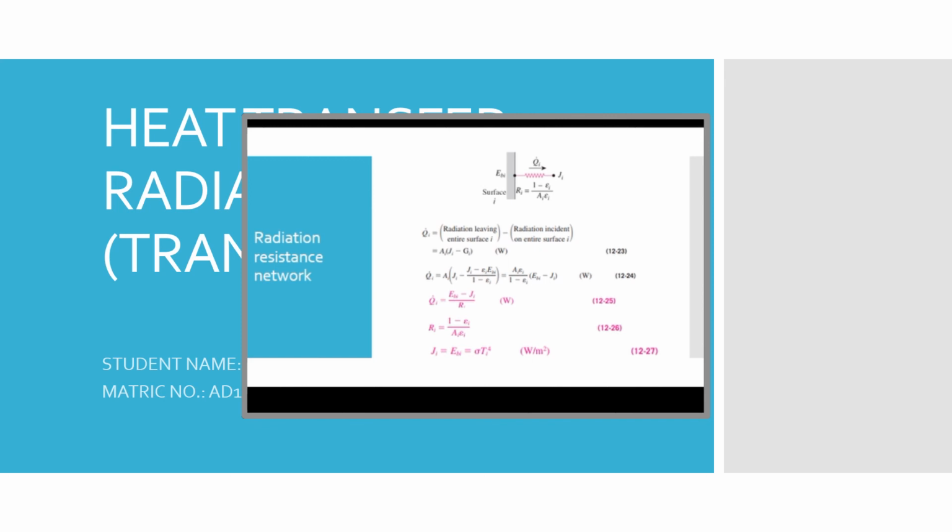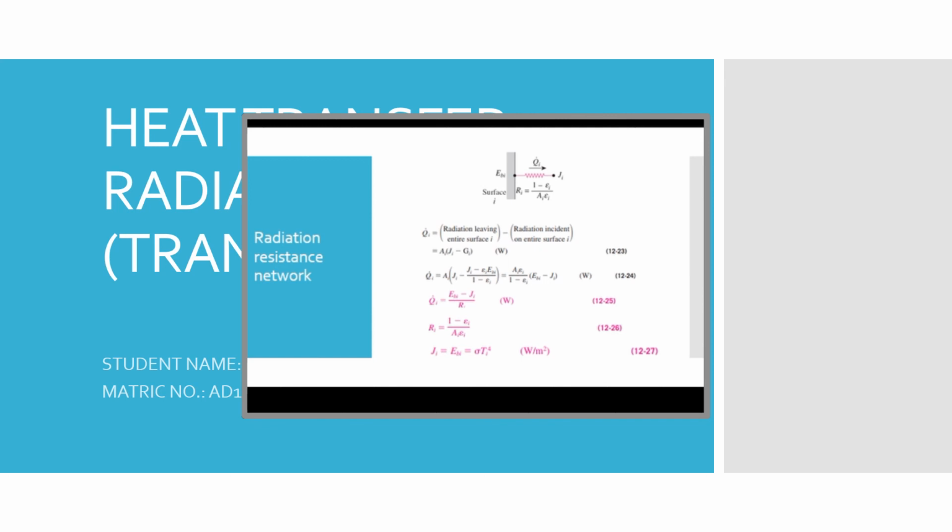Solving for the GI from equation 12.21 and substituting into equation 12.23 yields equation 12.24. In general, in the electrical analogy of Ohm's law, this equation can be arranged as in equation 12.25, where Ri equals (1 minus emissivity) over (area times emissivity), which is the surface resistance to radiation.